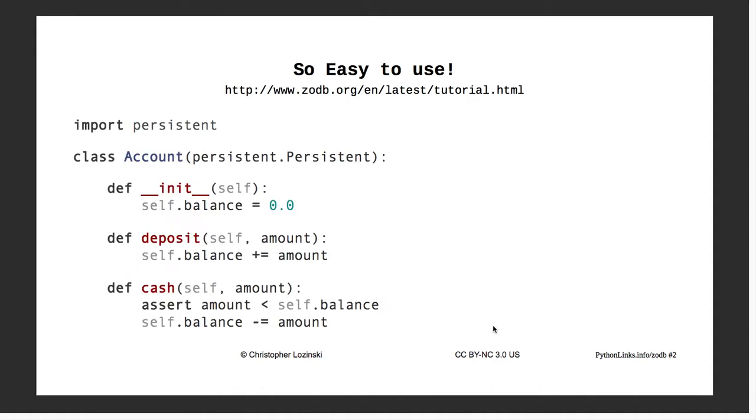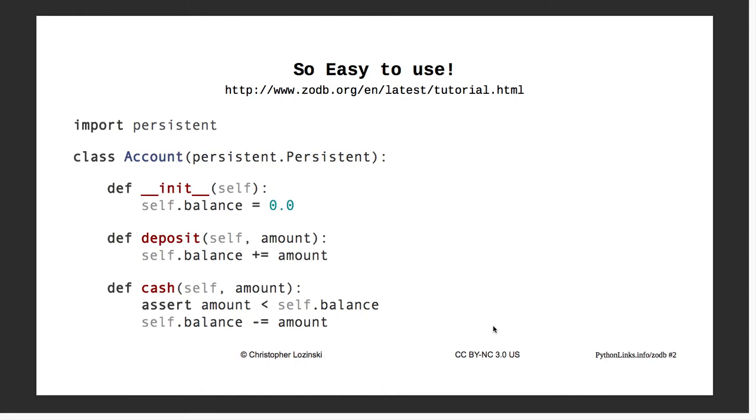Here we have an account object. The init method sets the balance to 0. Deposit increases the balance. Cash out decreases the balance if there's enough money in there. So to make this object persistent, all we have to do is import persistent from the ZODB and subclass the class persistent.